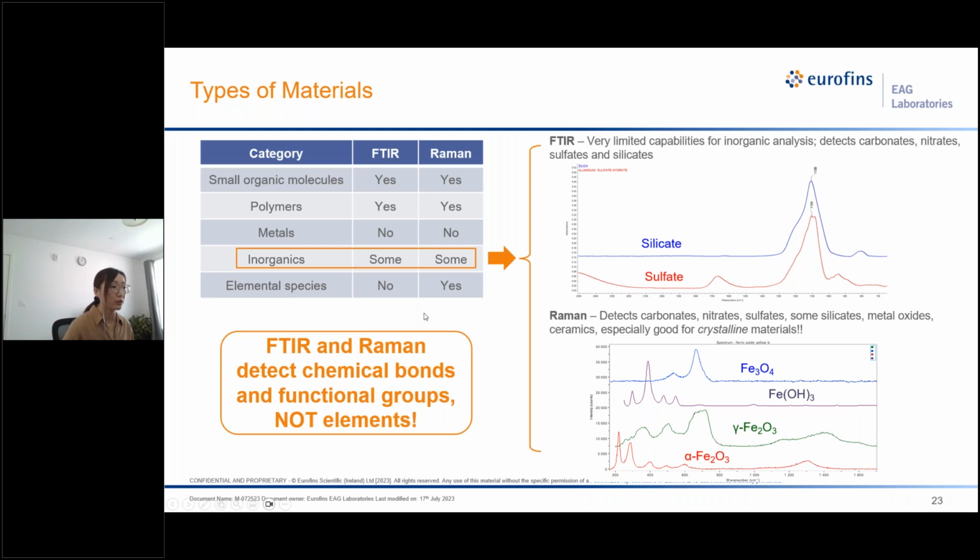Another category of material that benefits from Raman analysis are elemental species, such as elemental carbon. This should not be interpreted as Raman detects elements. In elemental carbon, for example, it is the sp2 and sp3 carbon-carbon bonds that get detected by Raman, not the carbon elements. So very important note here. FTIR and Raman detect chemical bonds and functional groups, not the elements.